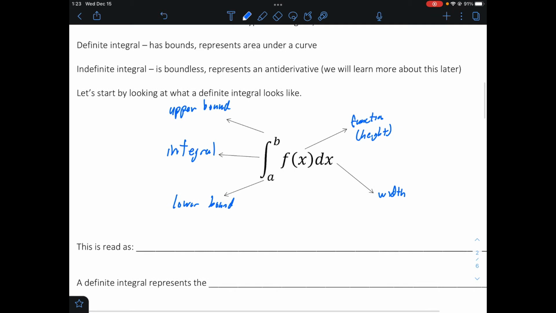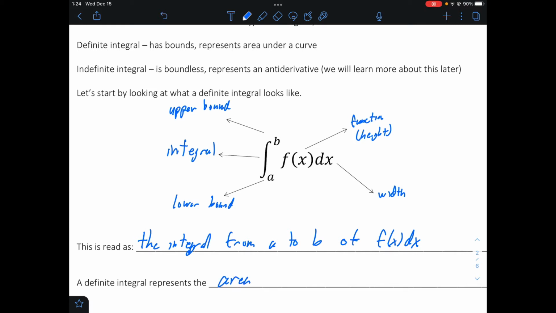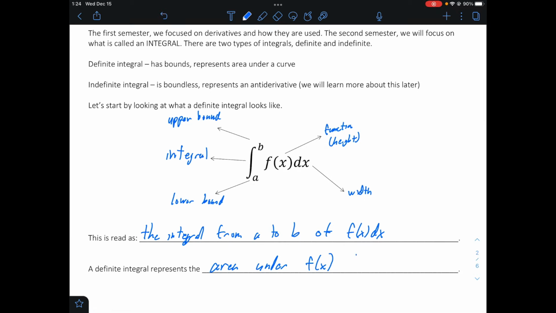So to read this out loud, if you were trying to read this to somebody, you would read this as the integral from A to B of f of x dx. Okay, that's how you would read that out loud. And again, that represents the area under f of x and above the x-axis, from A to B. So between x equals A and x equals B.